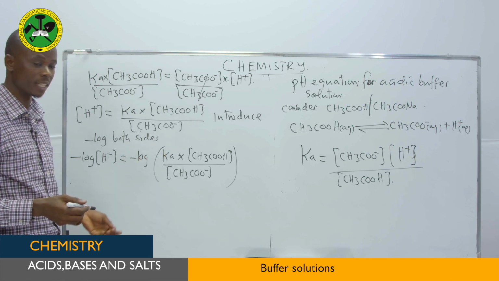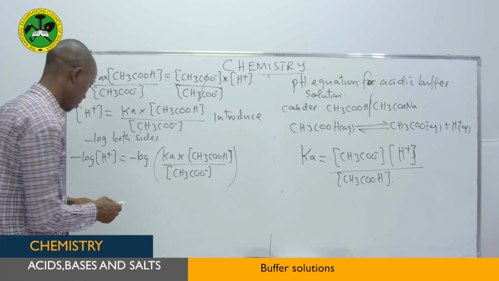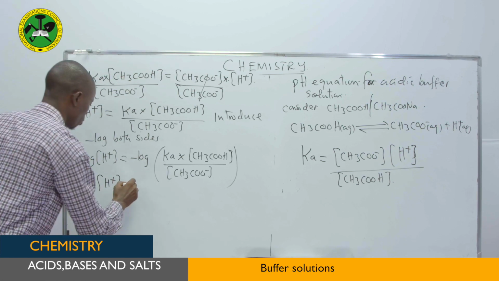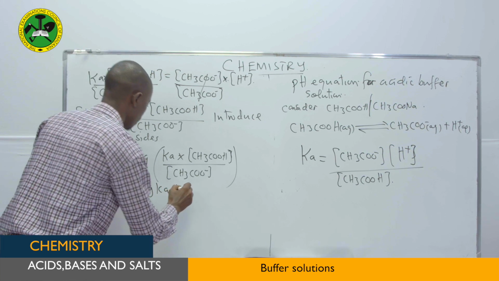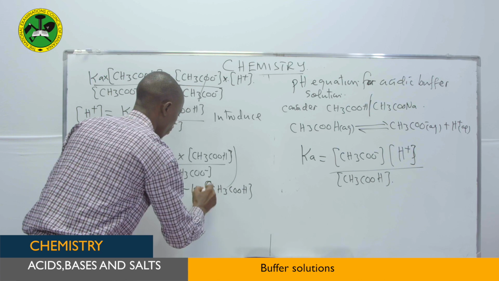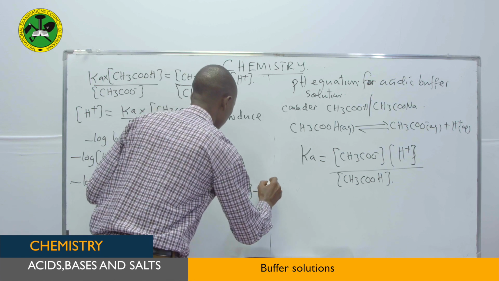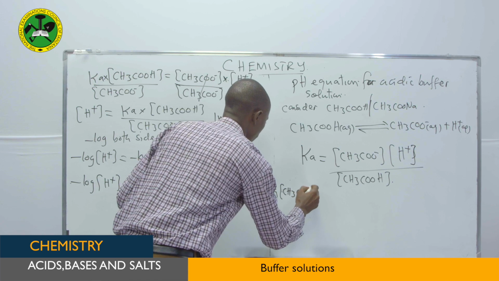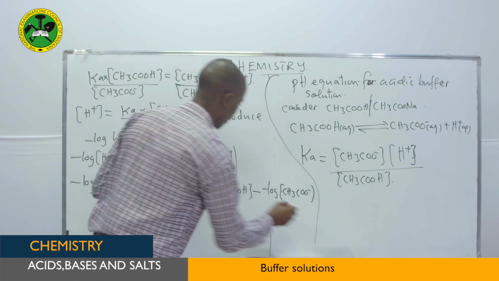Now you can open the bracket. When you multiply in terms of logarithm, that means plus, and this division means minus. So here we're going to have the following: negative logarithm of Ka plus negative logarithm of the concentration of acetic acid, and this division will be minus negative logarithm of acetate ion. So it is very simple for you to understand.